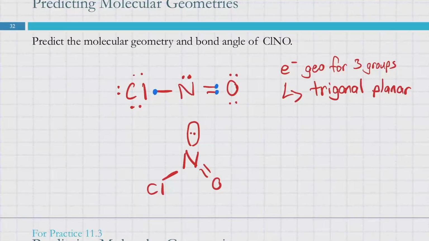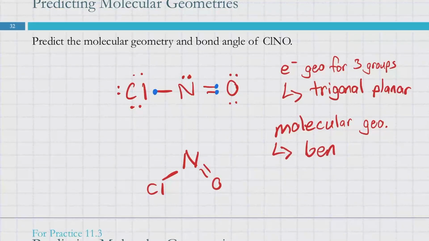What is the actual shape? If we ignore the lone pair, what is this shape? What's that molecular geometry? Bent. Okay, now bringing back the lone pair.